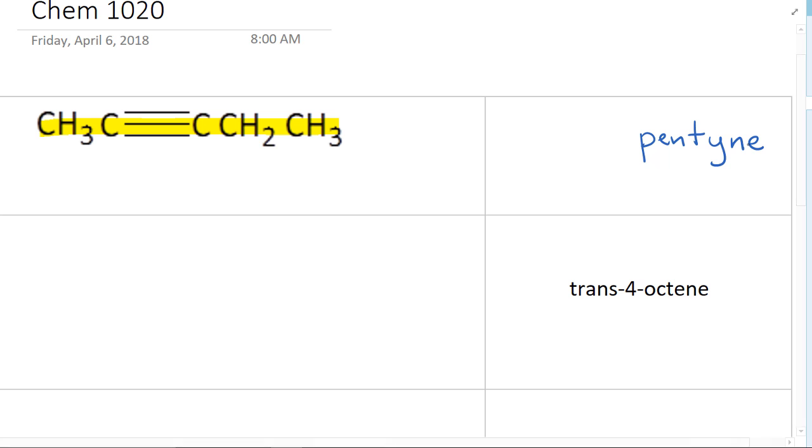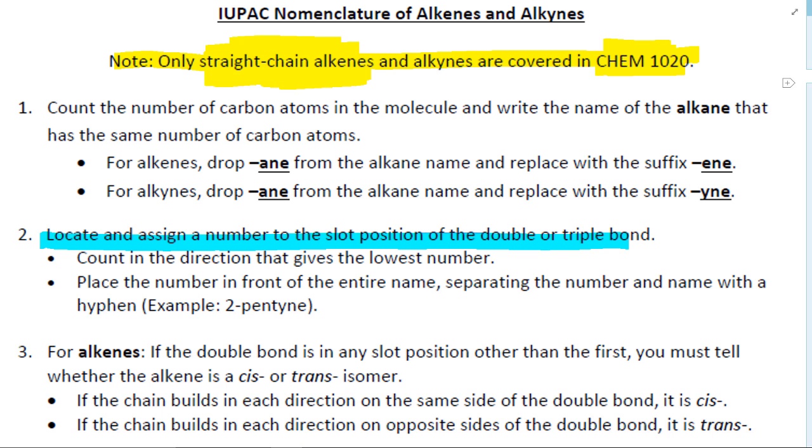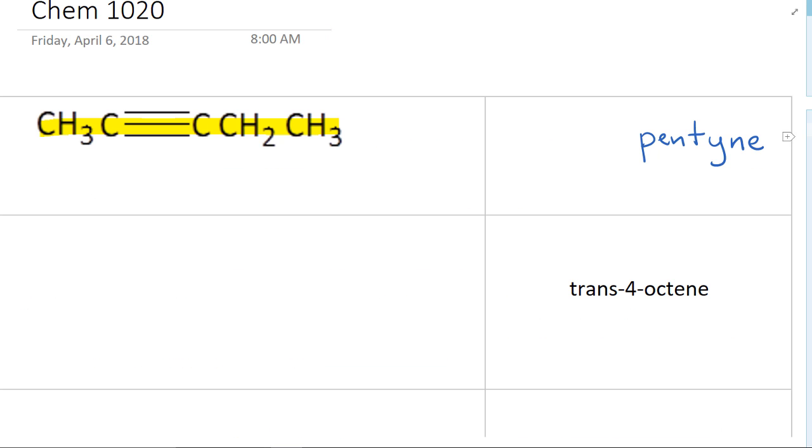And then the rules tell us next that we want to identify the slot position of the double or triple bond. This slot position is going to be slot number 2. So we call this one here 2-pentyne.